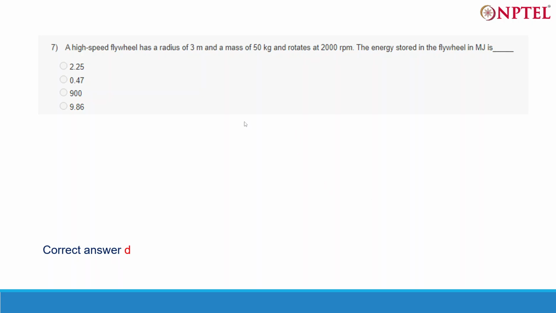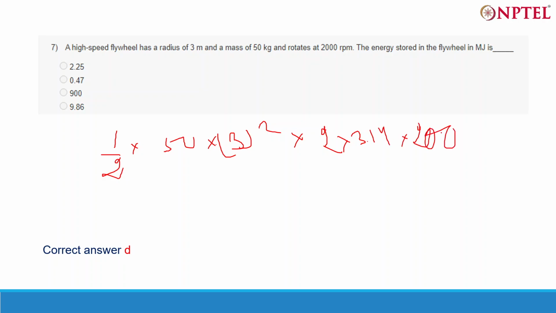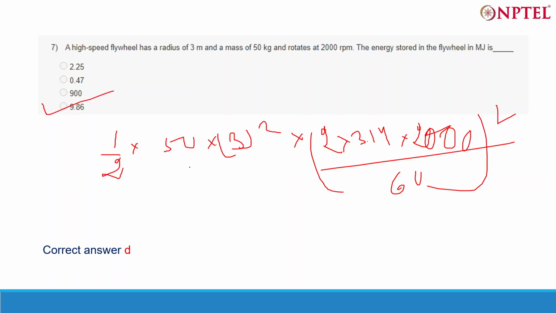Okay, so this comes out to be around... So you put the values there. I will just put this: half into m is 50, radius is 3 square, into 2 into 3.14, n is 2160. Okay, half I omega square. This has to be square. This comes out to be around 9.86 joule.